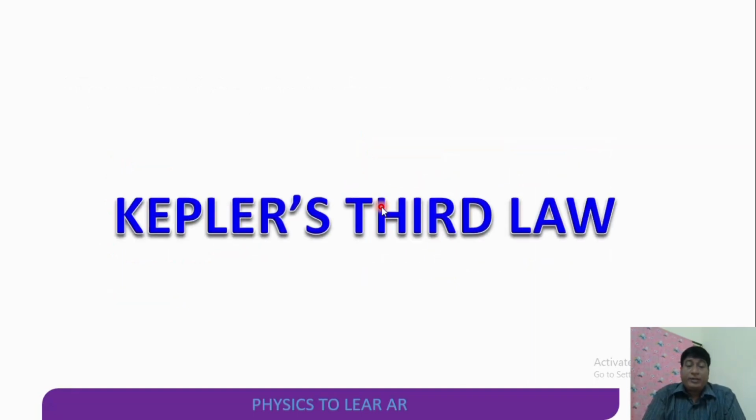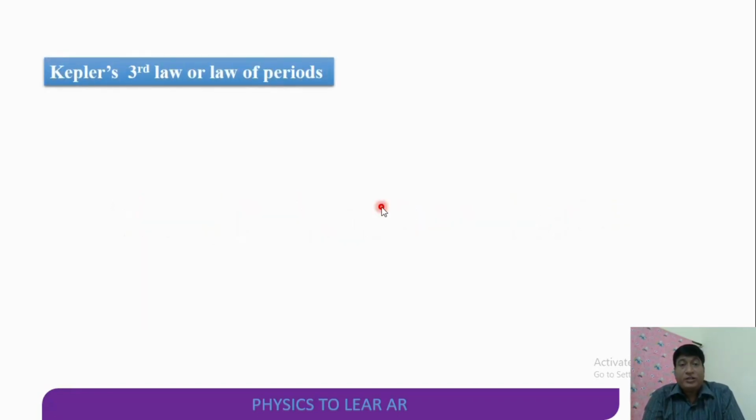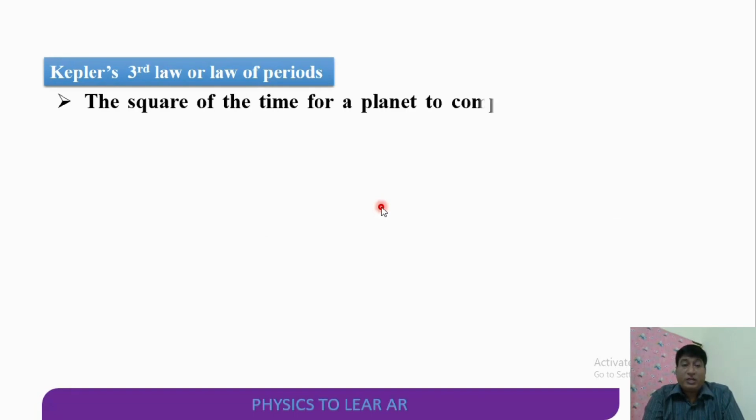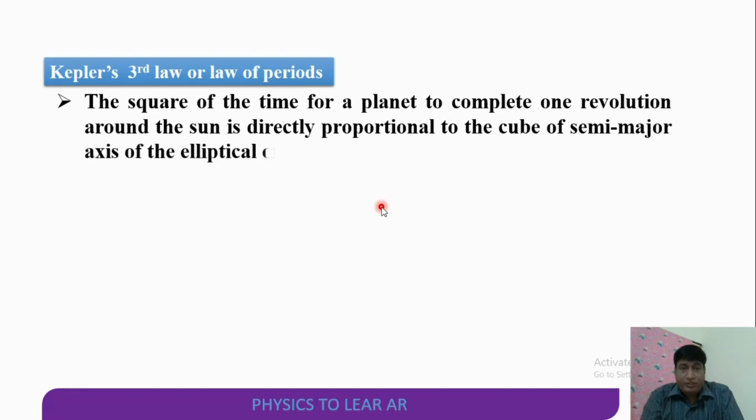Now regarding Kepler's third law. The proof of Kepler's third law we can discuss in further classes. Now we are going to discuss what Kepler's third law tells. You can see the definition: the square of the time for a planet to complete one revolution around the sun is directly proportional to the cube of the semi-major axis of the elliptical orbit.